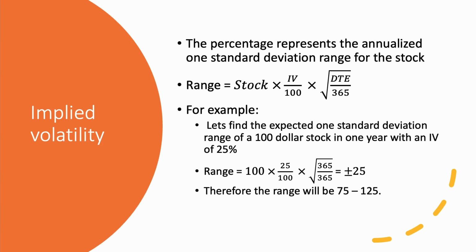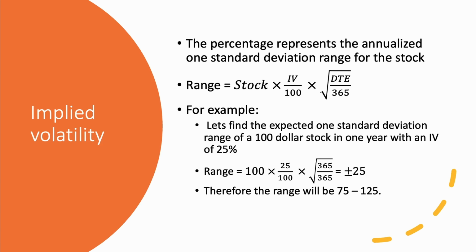So if a stock costs $100 and has a 25% implied volatility, that means that in 1 year, it will be between $25 down or up $25. This is the equation: you have the stock times IV over 100 times days to expiry over 365, and you take the square root of that.